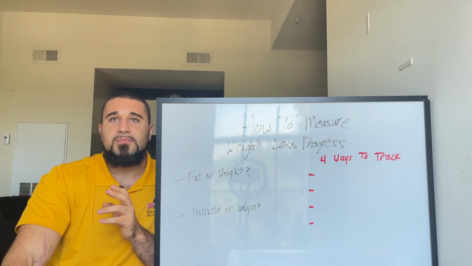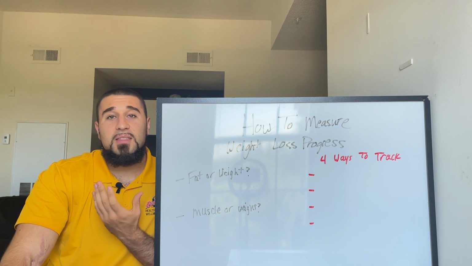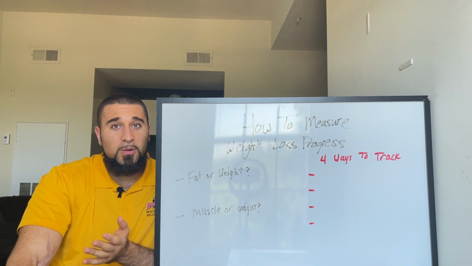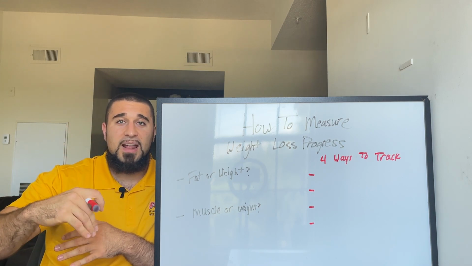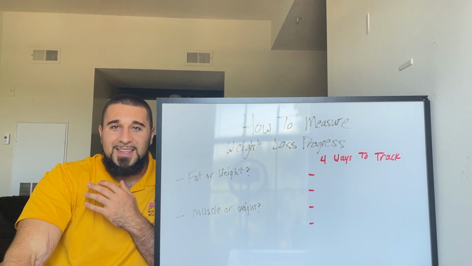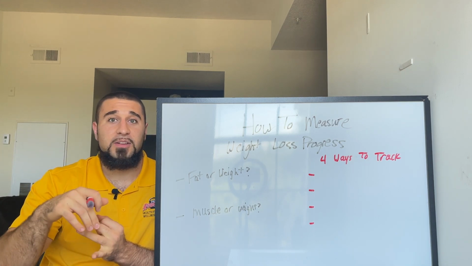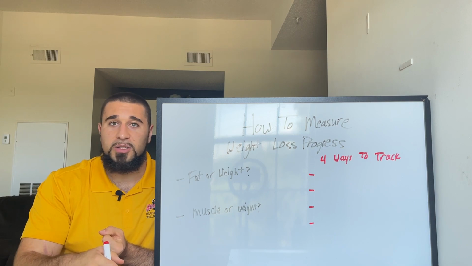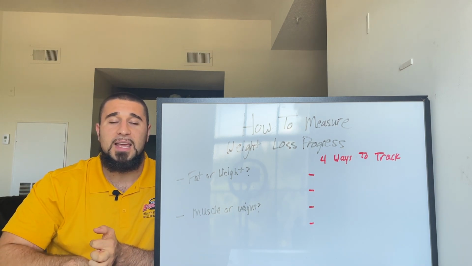But point being here, if you lose 4 pounds of fat and you gain 3 pounds of muscle, the scale would only be weighing 1 pound less because you've lost fat and you've built muscle. But again, that doesn't reflect your health. It doesn't reflect your body composition. It doesn't reflect how you look in the mirror. It doesn't reflect how you fit into clothes, what you look like naked.